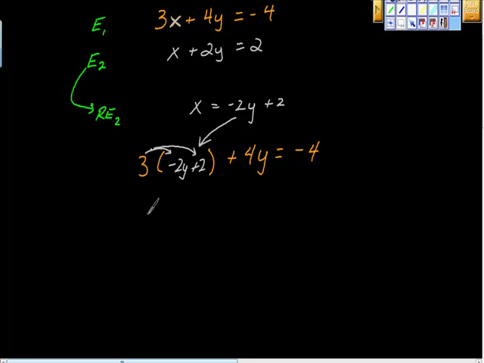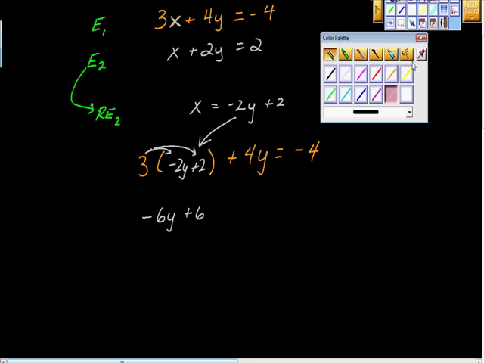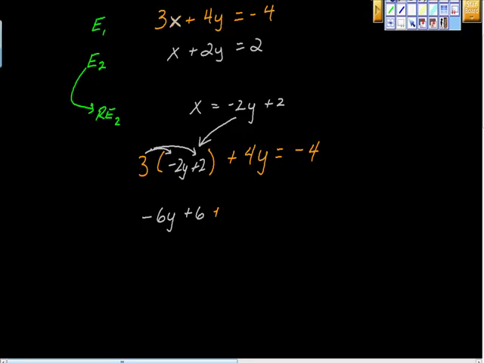So 3 times negative 2y is negative 6y, isn't it? And 3 times positive 2 is positive 6. And then we're going to keep building what we already had. We had plus 4y, didn't we? So here's my plus 4y. Plus 4y is equal to negative 4.